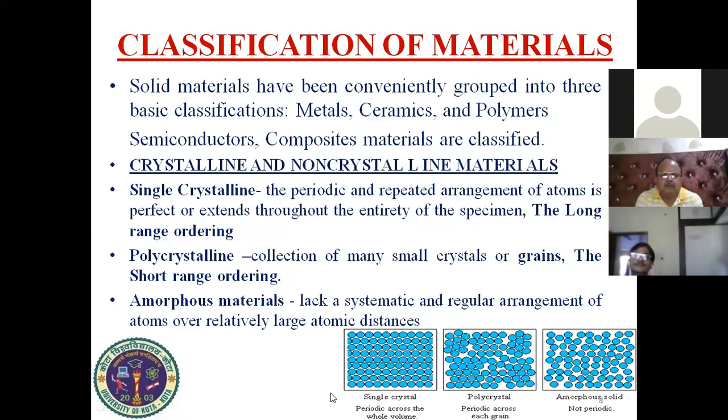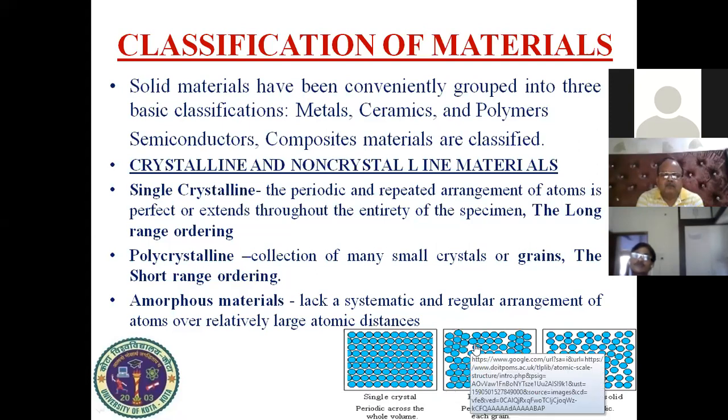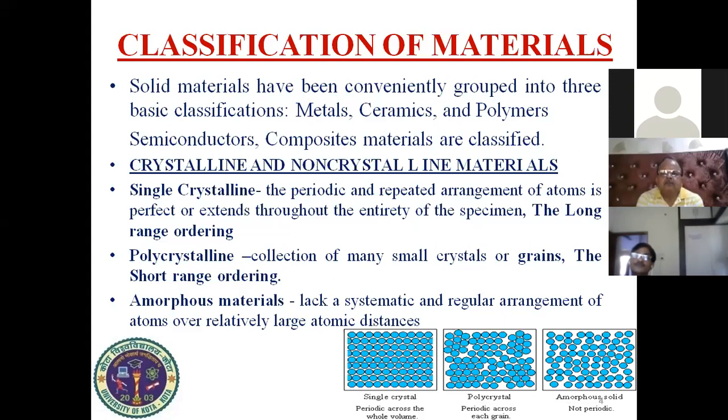Polycrystalline materials are those which have small crystals, and these crystals are termed grains, and they offer short range ordering. In between grains, there is a boundary that is known as grain boundary. Amorphous materials lack this systematic and regular arrangement of atoms over relatively large atomic distances. So most of the nanomaterials are amorphous in nature.